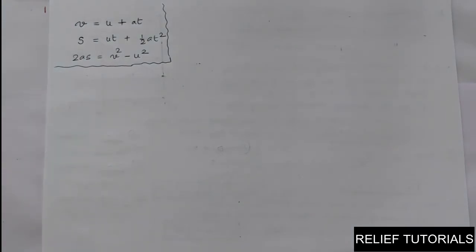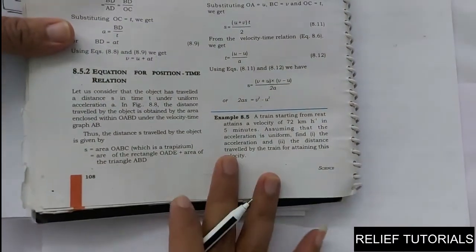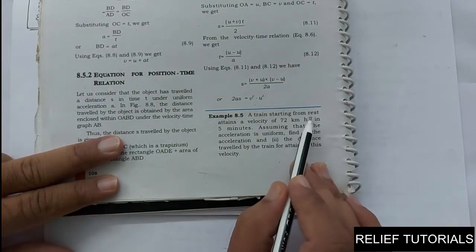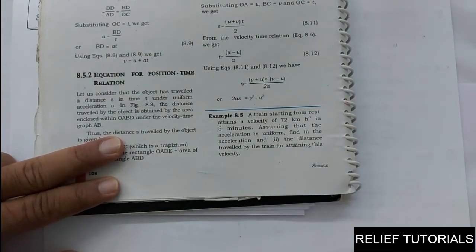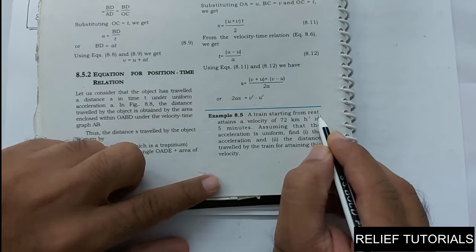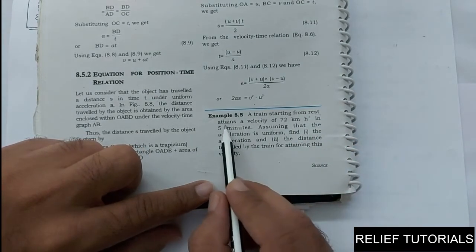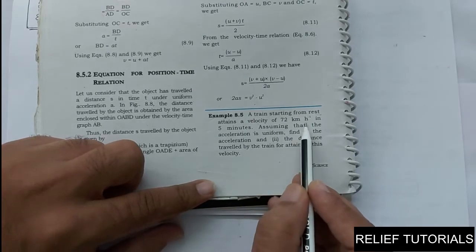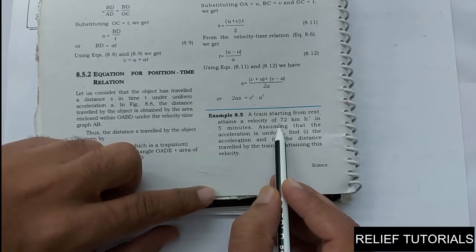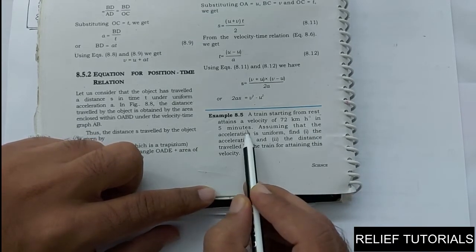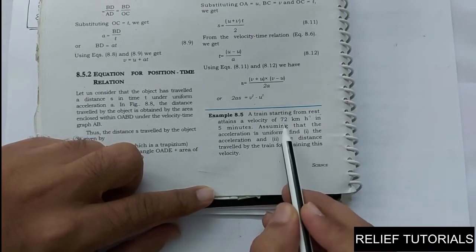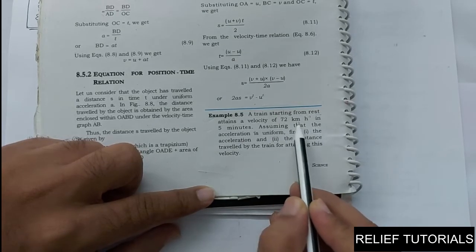First of all, from your textbook, page number 108, look at this example 8.5. A train starting from rest. So initially the train is at rest, so initial velocity is 0. It attains a velocity of 72 km per hour, so this final velocity is 72 km per hour, in 5 minutes. So the time interval is 5 minutes. We have to convert this into seconds, and also convert this velocity 72 km per hour into meter per second.